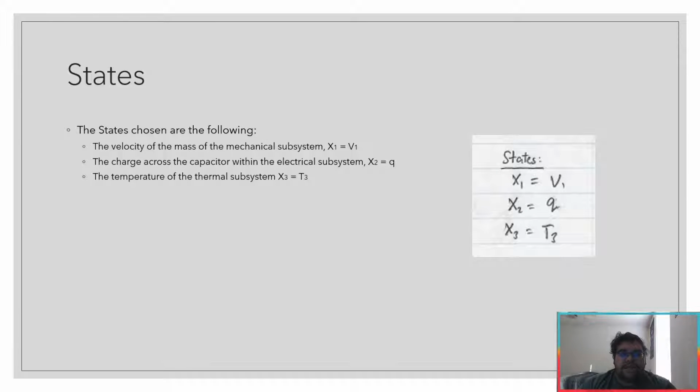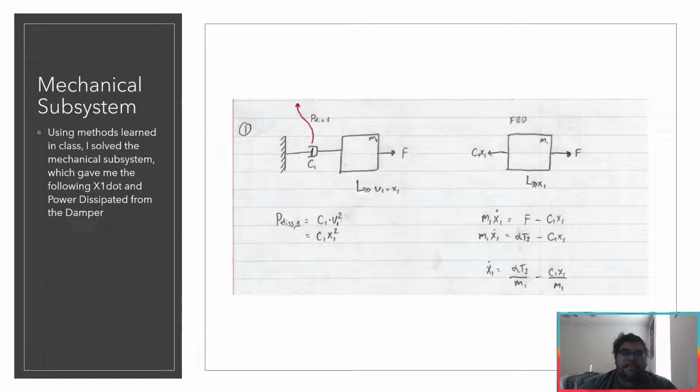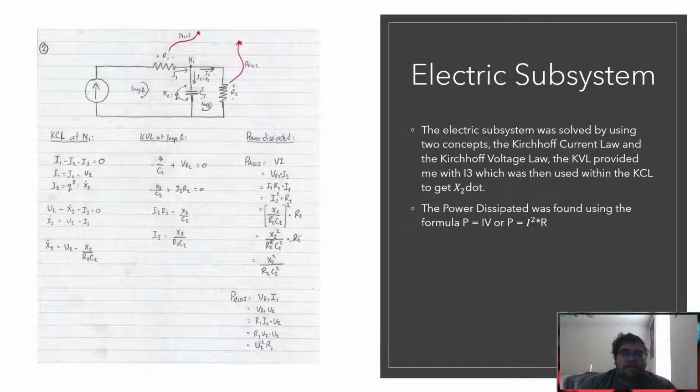And these were the states that I labeled, with the velocity of the mass being x1, charge across the capacitor being x2, and temperature of the thermal subsystem being x3. For the mechanical subsystem, I used free body diagrams to calculate x1 dot, and power loss was calculated using P = IV. P = IV was also used for the electrical subsystem, but to calculate x2 dot, I had to use KCL and KVL rules.